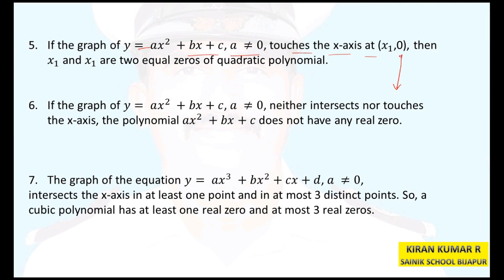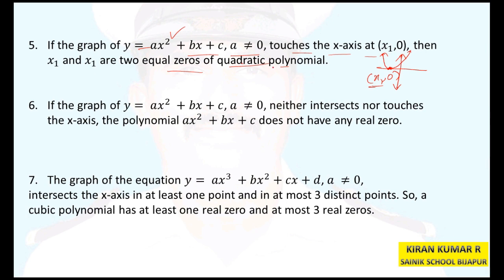Something like this. If the graph is meeting the x-axis at only one point, say this point is (x1, 0), it means there are 2 points. Because it is a quadratic polynomial, there are 2 zeros which are coinciding at this point. So x1 and x1, repeated equal roots, will be there for the quadratic polynomial. Repeated equal zeros are there for a quadratic polynomial.